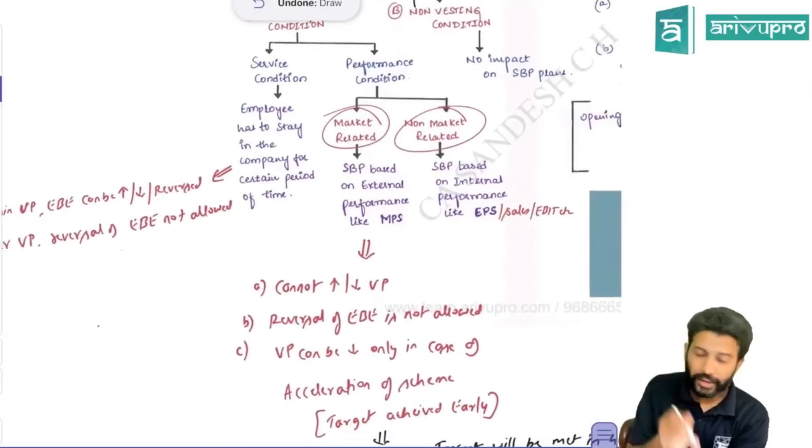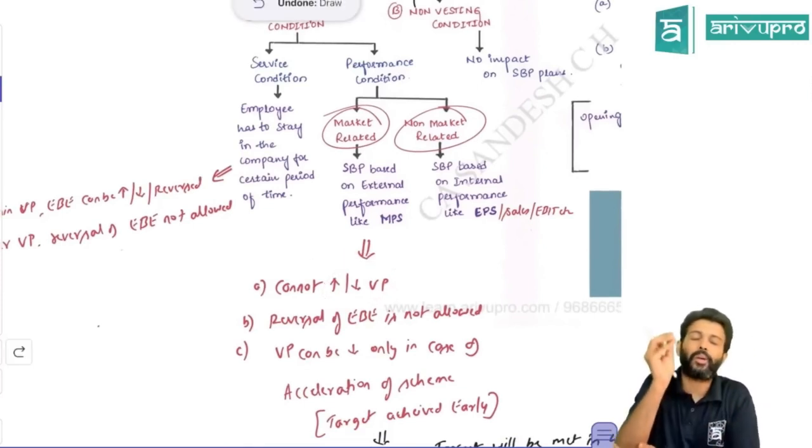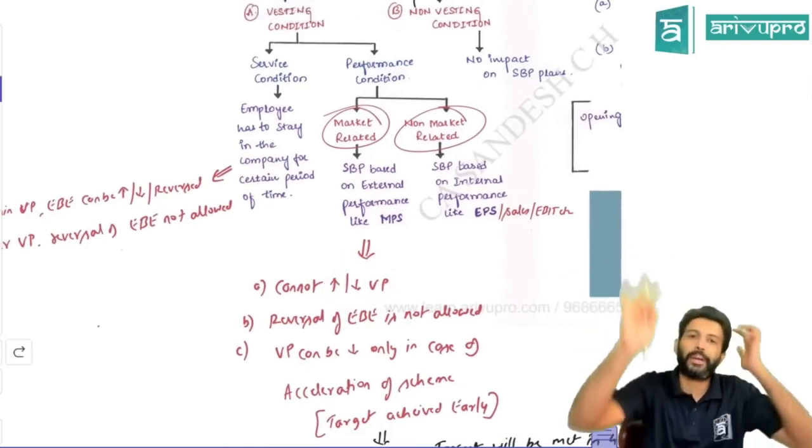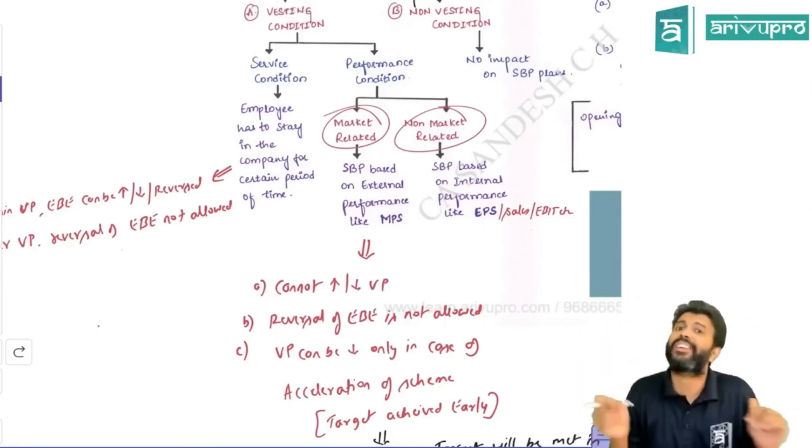In market related conditions, you cannot increase or decrease the vesting period. Let's say the company told the employees, I will give you 1,000 shares provided the share price increases by 50%. Now nobody can estimate when the share price exactly will increase by 50%.